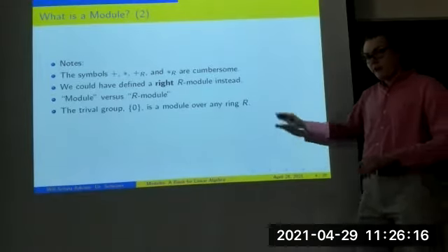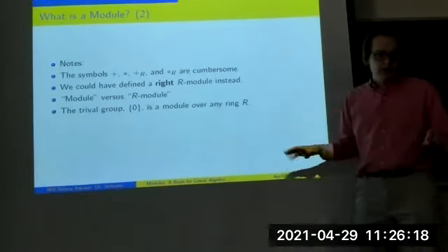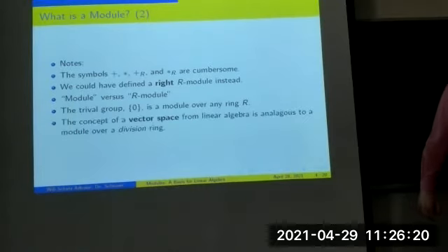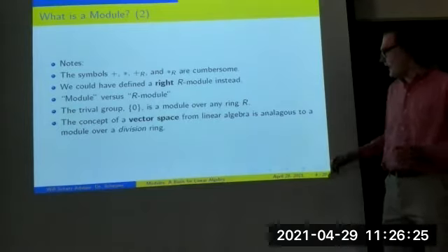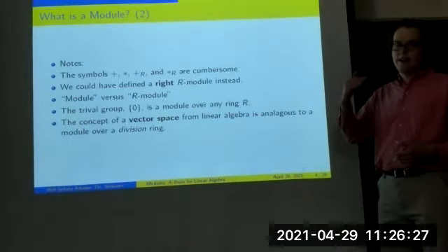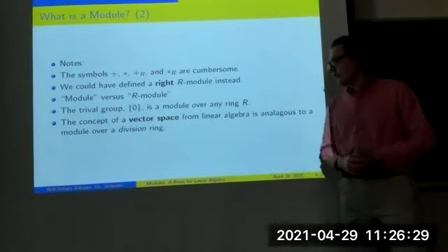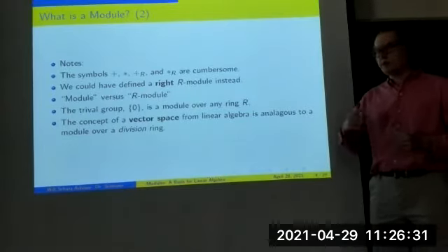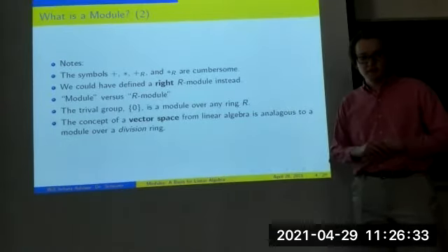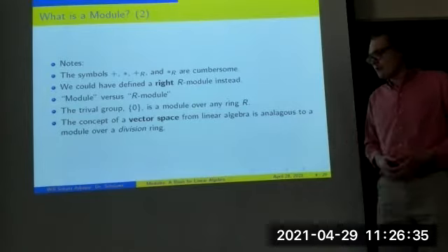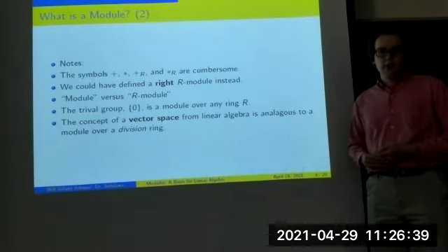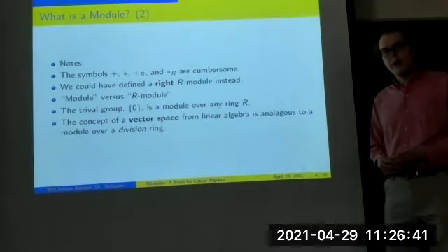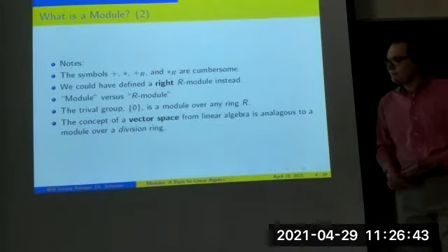We should also note that the trivial group is a module over any ring R. And the concept of a vector space from linear algebra is completely analogous to a module over a division ring. And typically in linear algebra, you will also assume that we're talking about a field, not just a division ring, because in many applications, that simply is the case. Usually you're talking about the real or the complex numbers, which do have commutative multiplication.